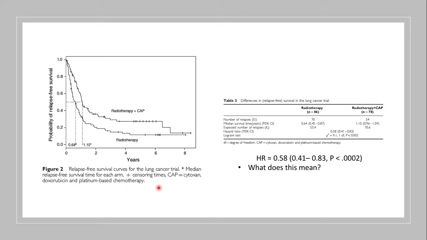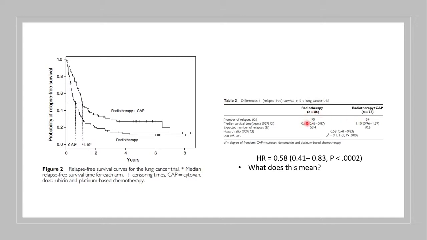Here's the other figure we looked at earlier. Remember, these are median survival times between these two groups. Now here we're looking at the log rank test. So what we see here is we have radiotherapy, and we have radiotherapy plus a chemotherapy combination treatment.